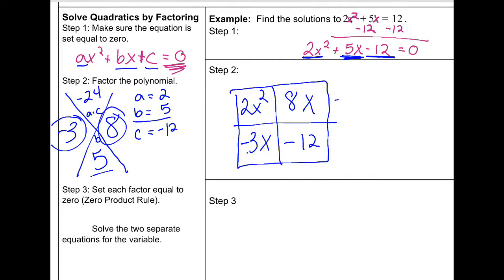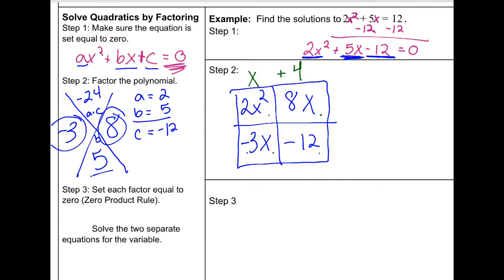Okay, so with factoring, we like to pull out the GCF of each column and row. So 2x squared and negative 3x have a GCF of just x, or 1x. 8x and negative 12, they're both even, but one is positive, one is negative. So I can only pull out that positive even number. The highest number that goes into 8 and 12 is 4.